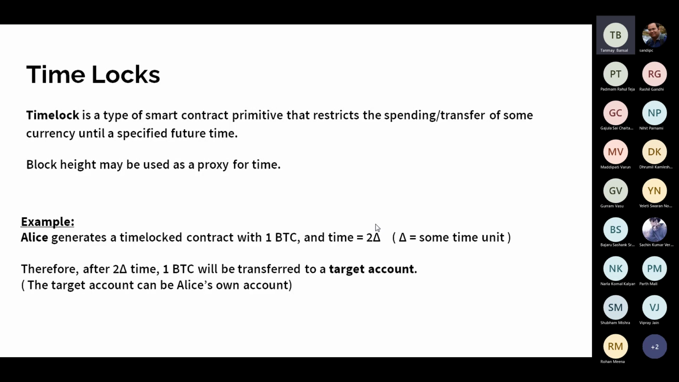And this target account itself could be Alice's own account. As you'll see, there is an importance to this, that after a certain time, if nothing happens, then Alice can get back the money also. So sometimes when using time locks we'll use the target account as Alice's own account, or it could be, as in the example I gave, Alice transferring money to Bob with a 2 delta time, so that when the 2 delta time has expired, Bob will be able to make the claim.